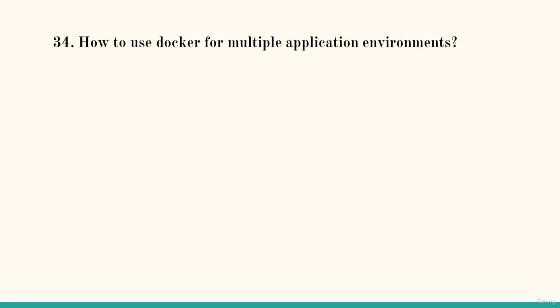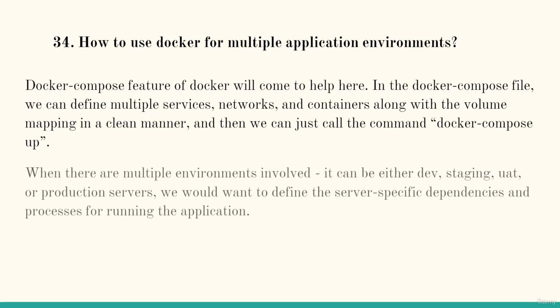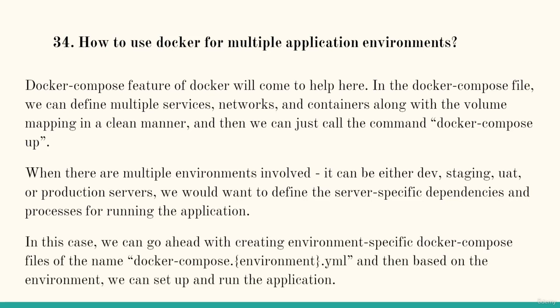How to use Docker for multiple application environments? The Docker Compose feature of Docker will come to help here. In the Docker Compose file, we can define multiple services, networks, and containers along with the volume mapping in a clean manner. Then we can just call the command docker compose up. When there are multiple environments involved, it can be dev, staging, UAT, or production servers. We would want to define the server-specific dependencies and processes for running the application. In this case, we can go ahead with creating environment-specific Docker Compose files with the name docker-compose.environment.yaml, and then based on the environment, we can set up and run the application.